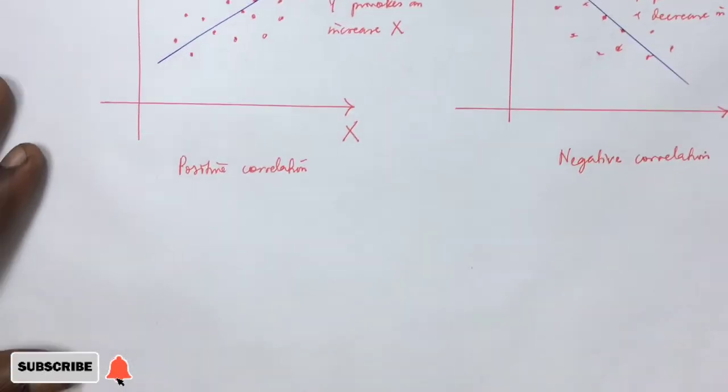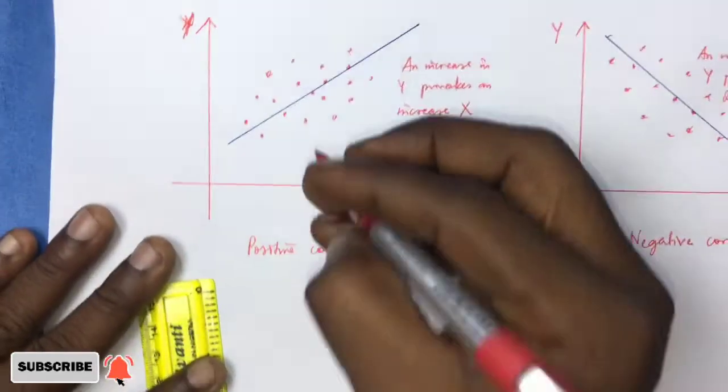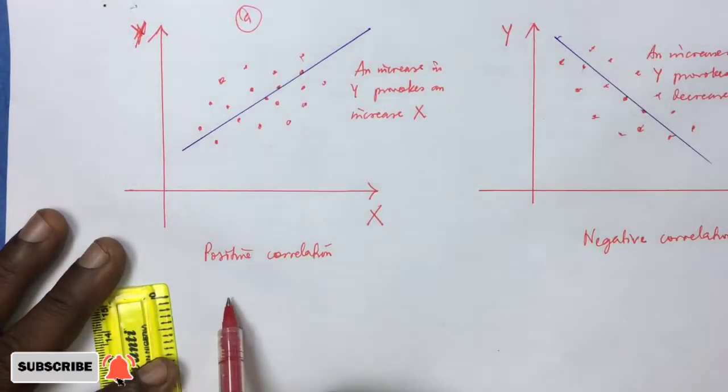Okay, now a scatter diagram can do a third thing. So in the first instance, what can a scatter diagram do for us?